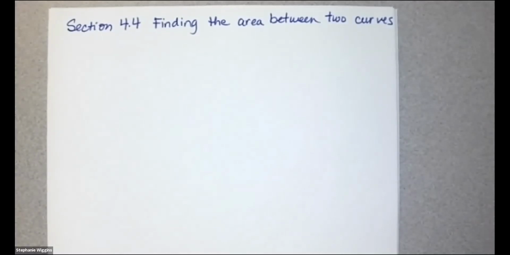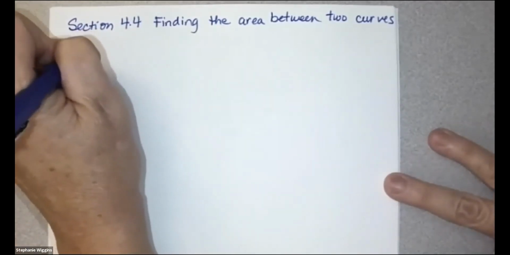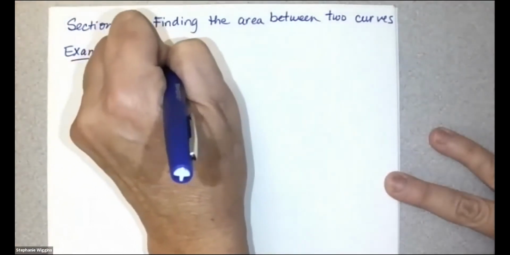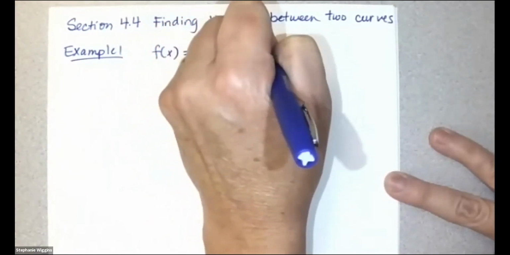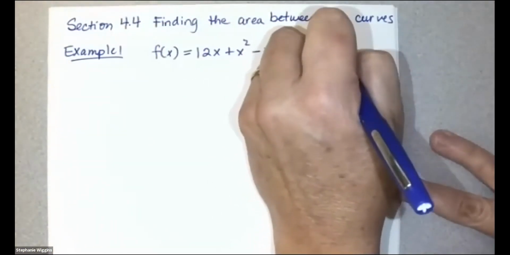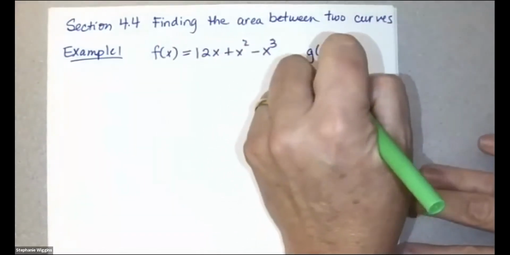If you think of the x-axis as a function, y equals 0. That's a constant function. So even though I never considered it as a function, it's really the way you want to look at it. And so if you have a function, for example, f of x equals 12x plus x squared minus x cubed, you can think of the x-axis as g of x equals 0. This is the x-axis, right?